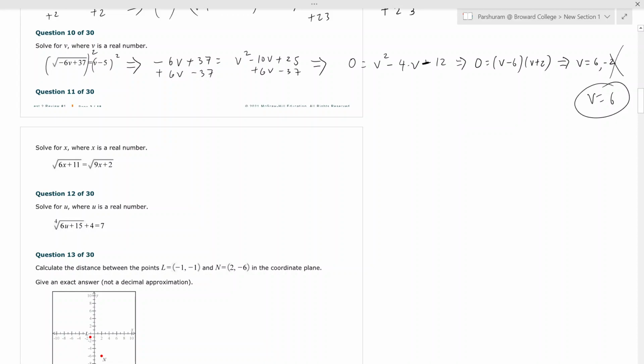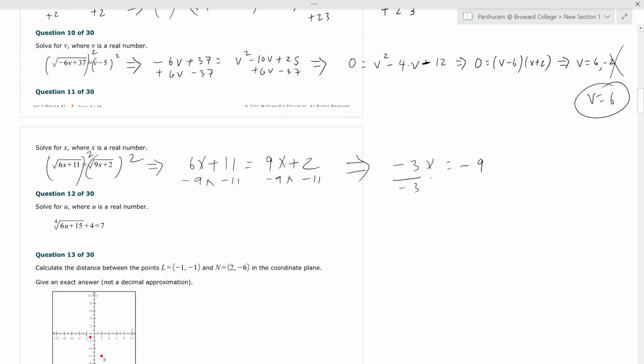Let's go to problem 11. This is also a radical equation. Because there is a radical sign on the left side and a radical sign on the right side, we just have to square both sides. By squaring, on the left side it is 6x plus 11, and on the right side it is 9x plus 12. Now I just have to solve this equation. I'm going to subtract 9x and subtract 11, and that gives me negative 3x equals negative 9.